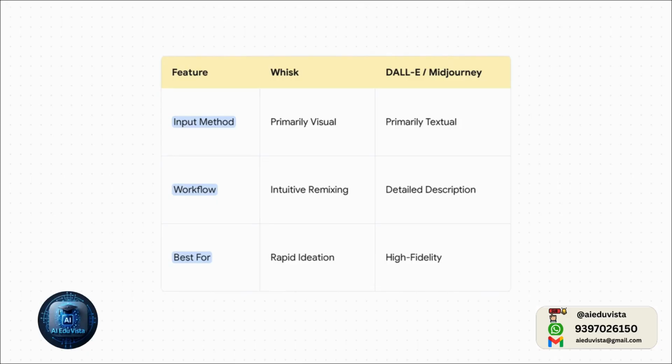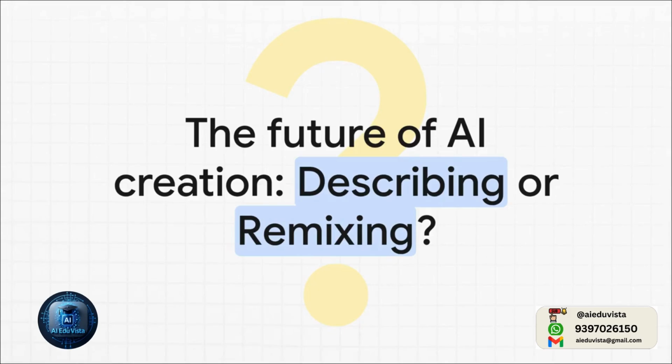So here's kind of how Whisk fits into the whole AI landscape right now. You've got tools like DALL-E and Midjourney that rely on super detailed text prompts to get precise results. Whisk, on the other hand, uses visual inputs for this intuitive, remixing workflow. It's really built for rapid, fun brainstorming, not for creating that perfect, final, production-ready masterpiece. And all of this leaves us with one big question. As these tools keep evolving, is the main way we create with AI going to be through detailed verbal description, or is it going to be through this more tactile, visual process of remixing? Whisk is basically Google's bet that there's a huge space for that second option, and it might just change how all of us think about bringing our ideas to life.